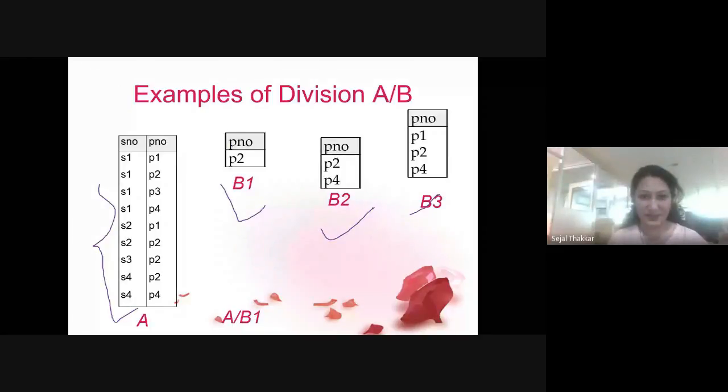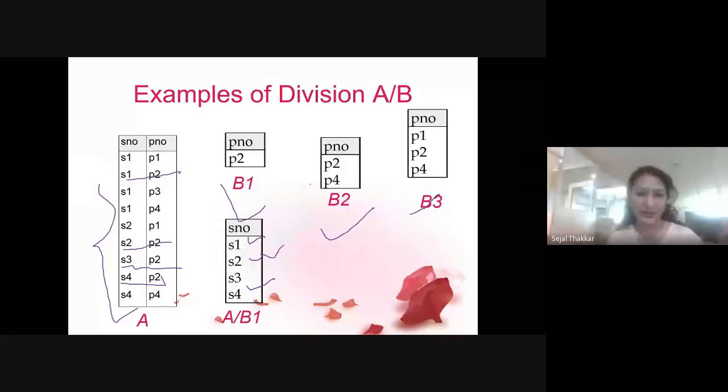Find out where exactly P2 you will get. P2 is with S1. P2 is with S2, P2 is with S3, P2 is with S4. So S1, S2, S3, and S4 are the result. Now, B2 consists of P2 and P4. So you have to find out where exactly P2 and P4 are related. So here P2 is there in S1, P4 is in S1, P2 is with S2, P2 is with S3, P2 is with S4, and P4 is with S4. So the output is S1, S2, S3, and S4.